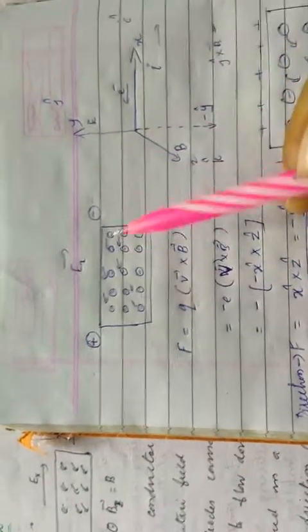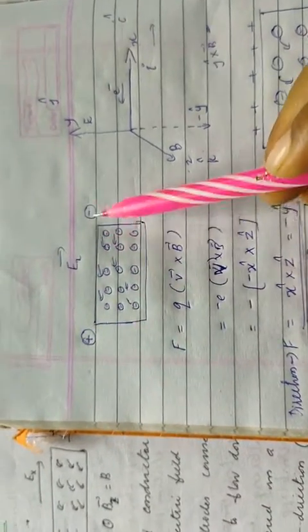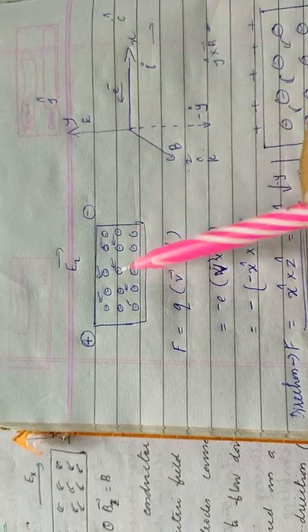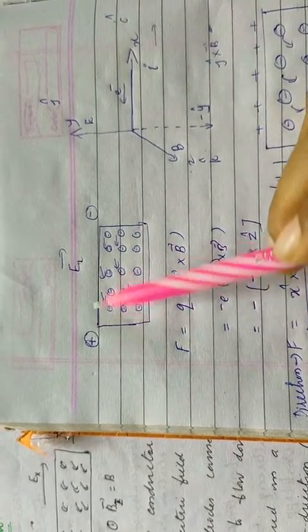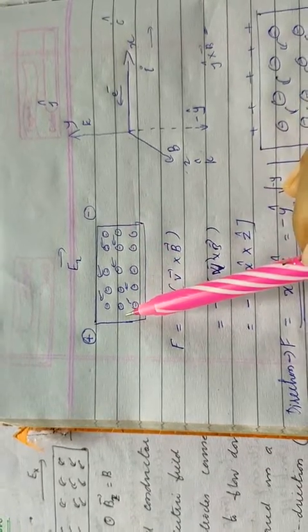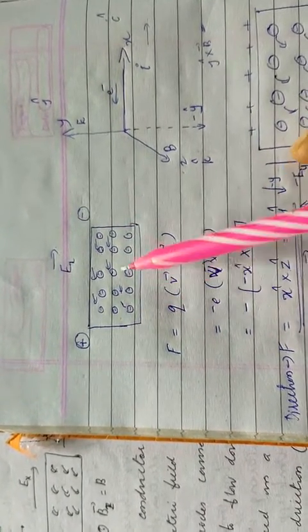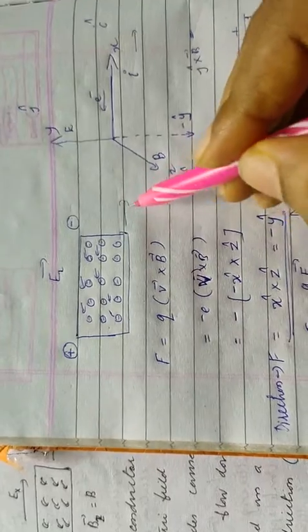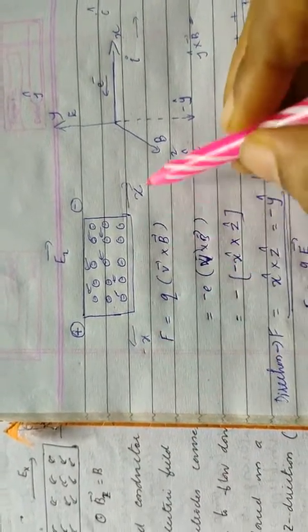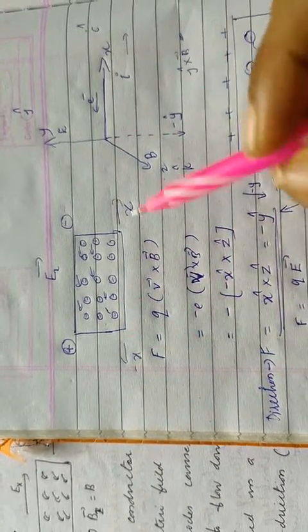And now what will happen? As the field direction is along this direction, the electrons will be moving in the opposite direction, because the current is flowing in this direction, meaning electrons are moving in the minus x direction. This is the x direction, so this is the minus x direction. So electrons are moving in the minus x direction.